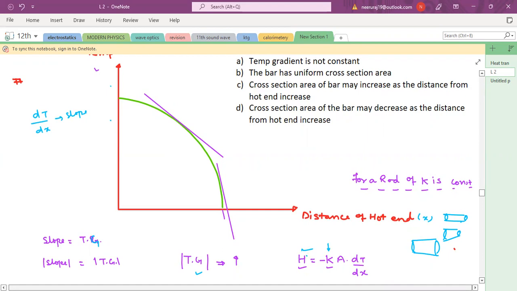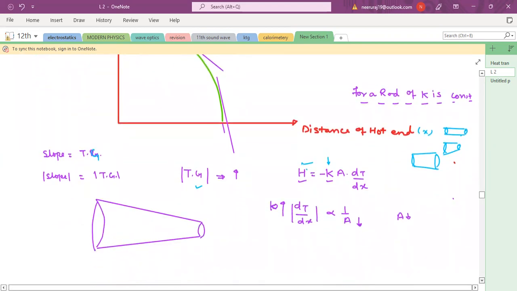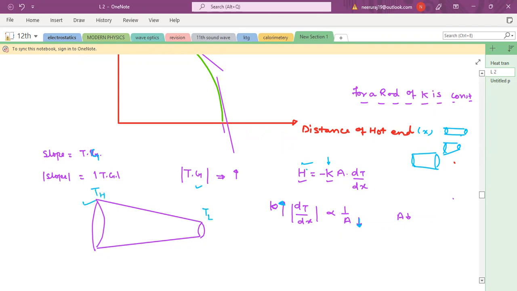So you can say dT by dx is inversely proportional to A. Now, bacho, if dT by dx is increasing, A needs to decrease. So the area along the direction of heat flow is decreasing because dT by dx, the slope of the rod, is increasing, right? So I think this is the answer, where this is T high and this is T low.